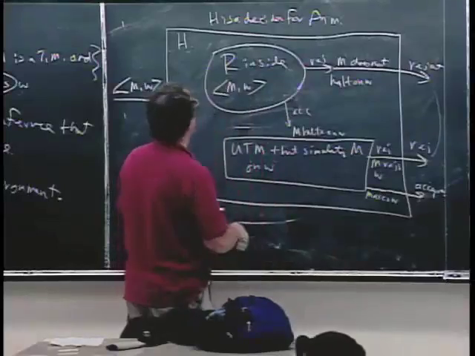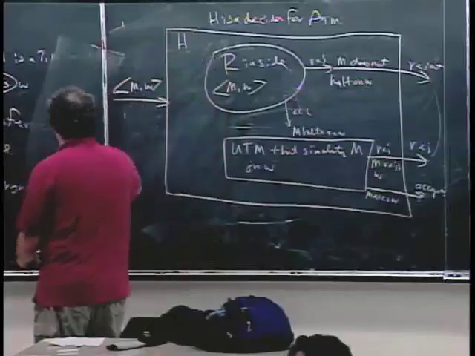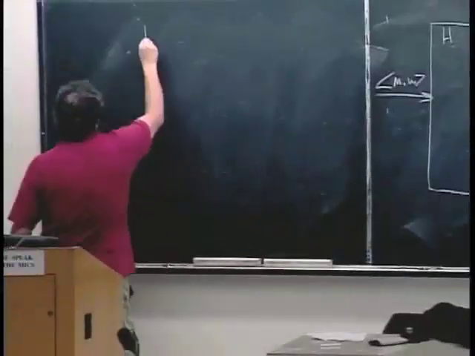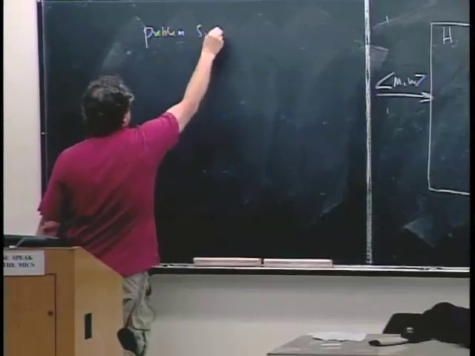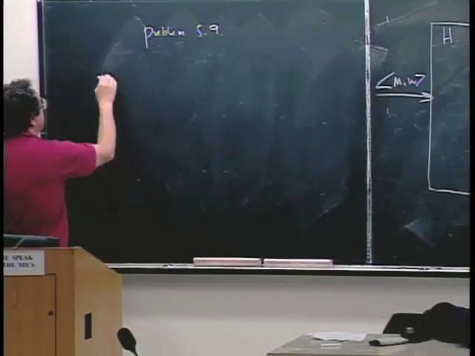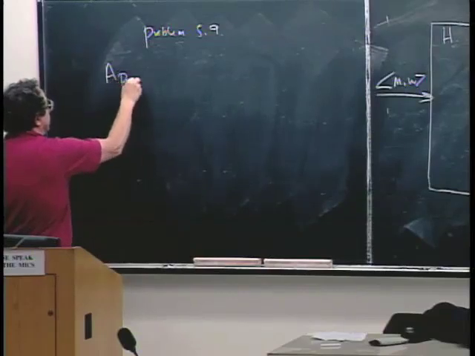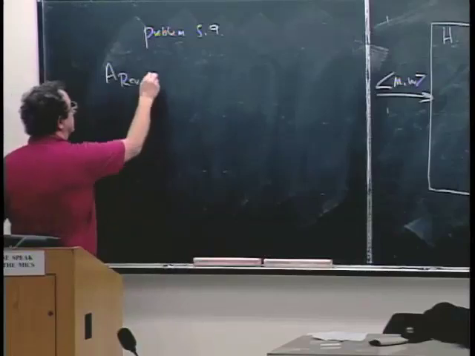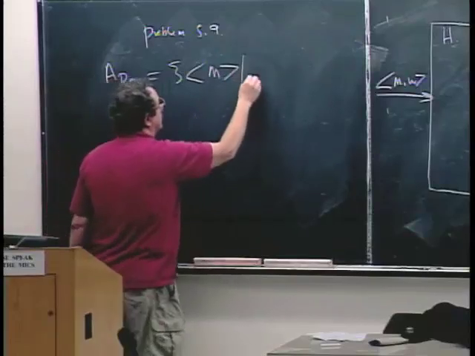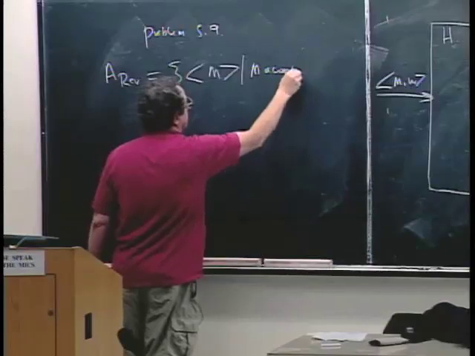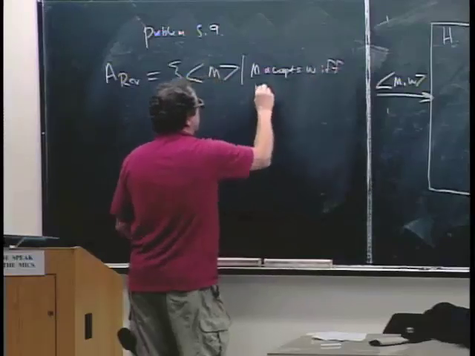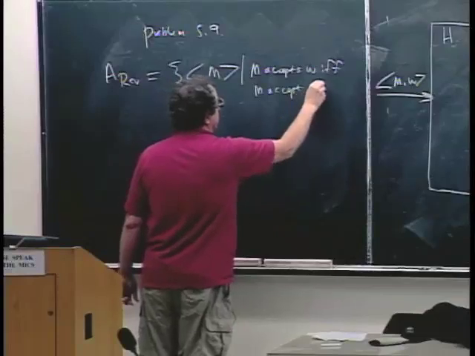Okay, so one of the problems that I put on in the second round is the following. This is actually a question out of the book. I think it's 5.9, which is to look at the following language, and I don't remember what it's called. We'll just make up a name for it. A reverse. Okay, so I don't know whether that's the right name. It's probably not. The set of M such that M accepts W if and only if M accepts W reverse.